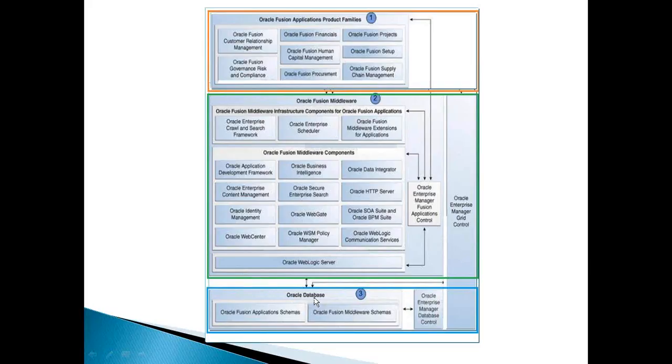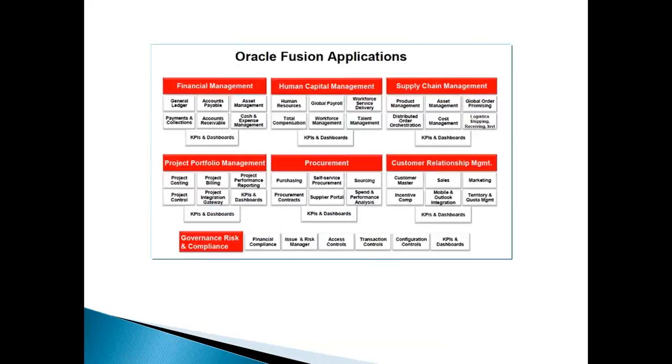From a functionality point of view, there are two ways to understand the database: one is the Oracle database, the other is the Essbase database. When you talk about applications, these are the different product families we have within Fusion Applications. In financial management, we have general ledger, accounts payable, asset management, payments, collections, accounts receivable, and cash and expense management. It's Fusion expense, plus KPIs, dashboards and reporting.